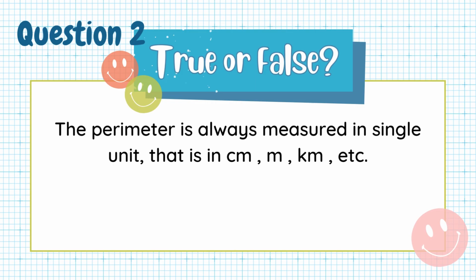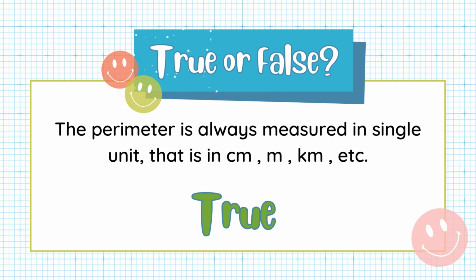Question number 2. It's a true or false question. The perimeter is always measured in a single unit. That is, we express perimeter in centimeter, meter or kilometer. The answer is true. Perimeter is always expressed in a single unit, whereas area is always expressed in square units.